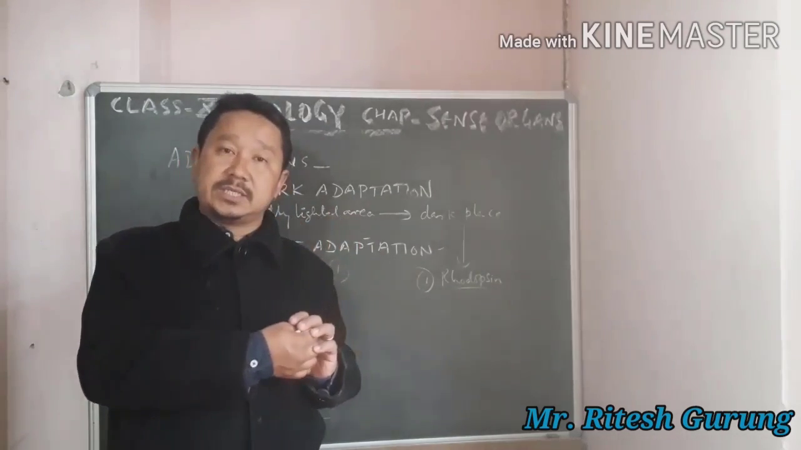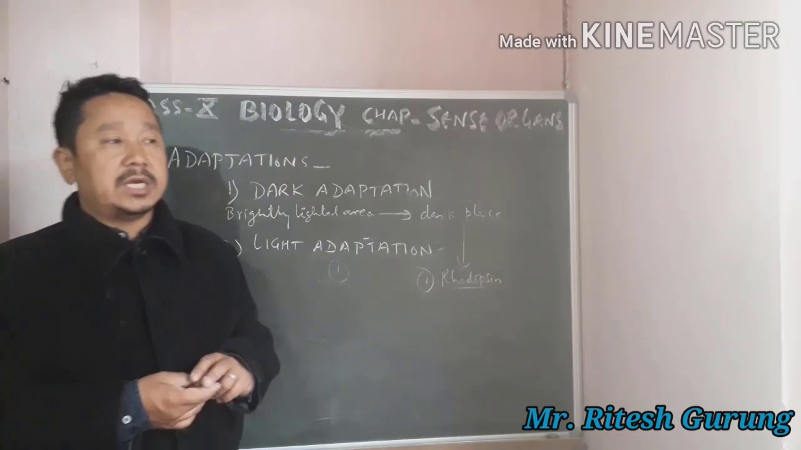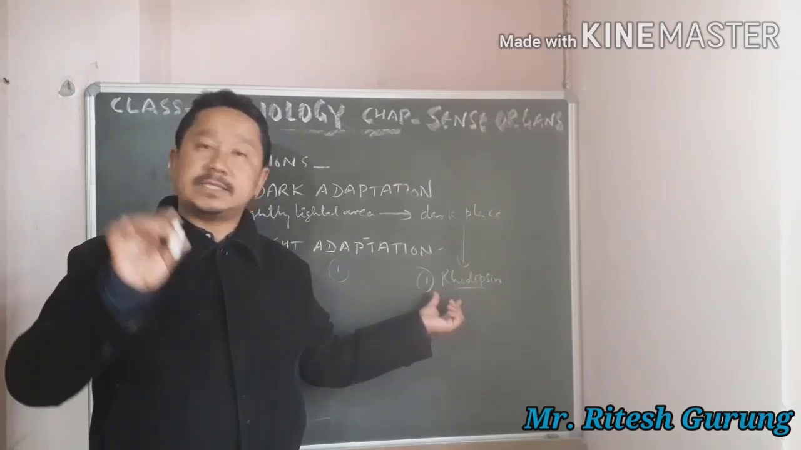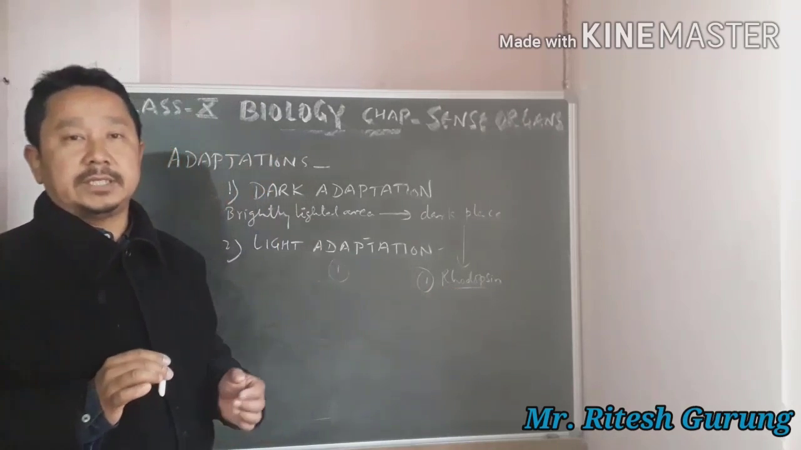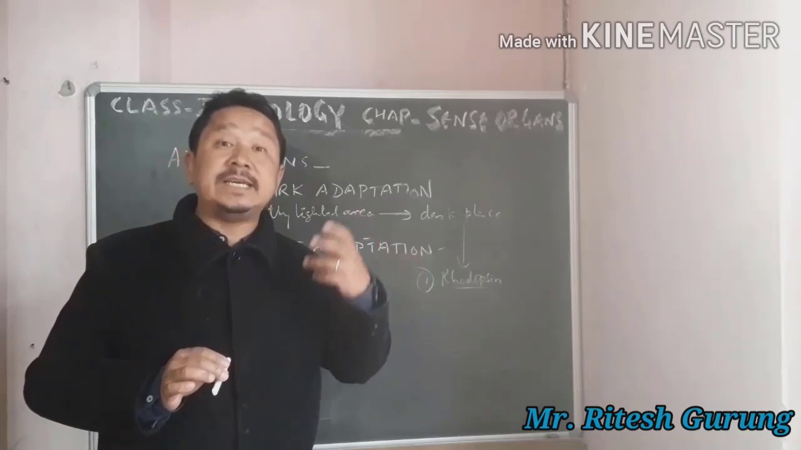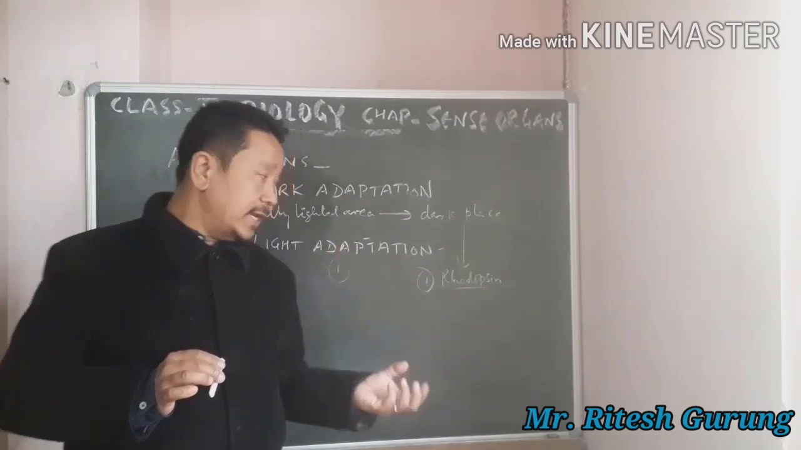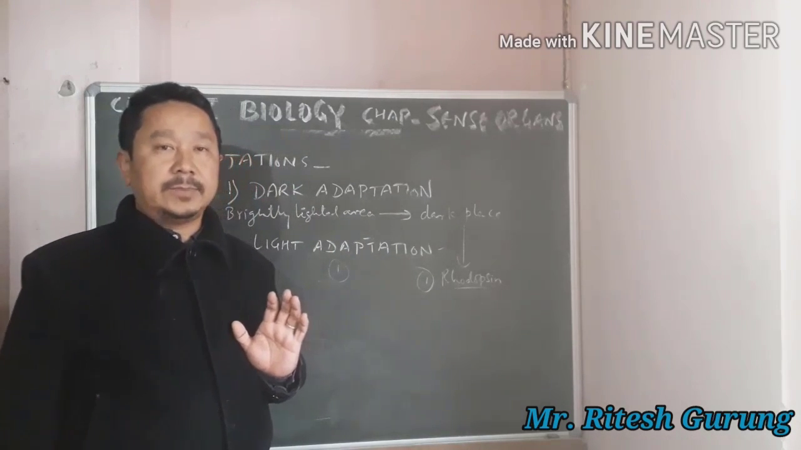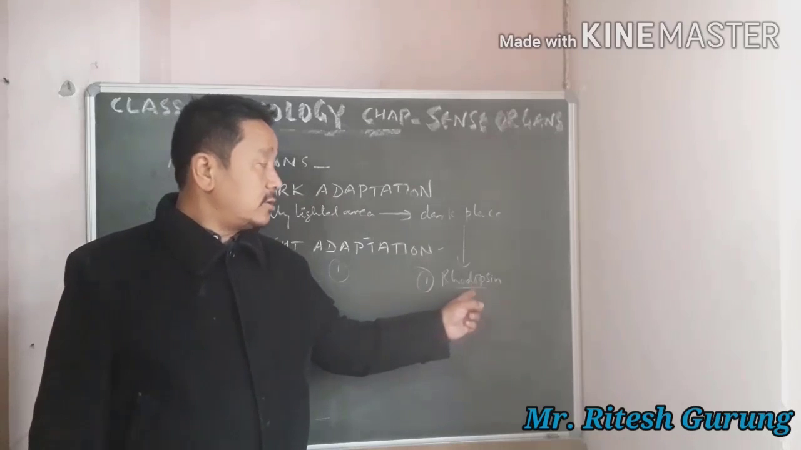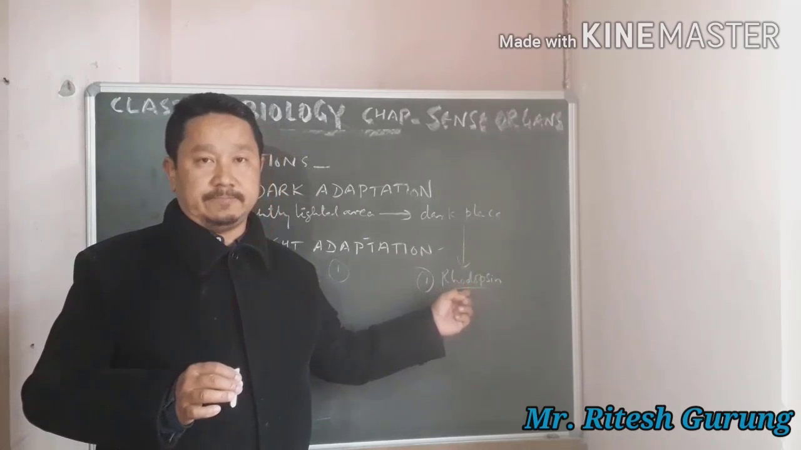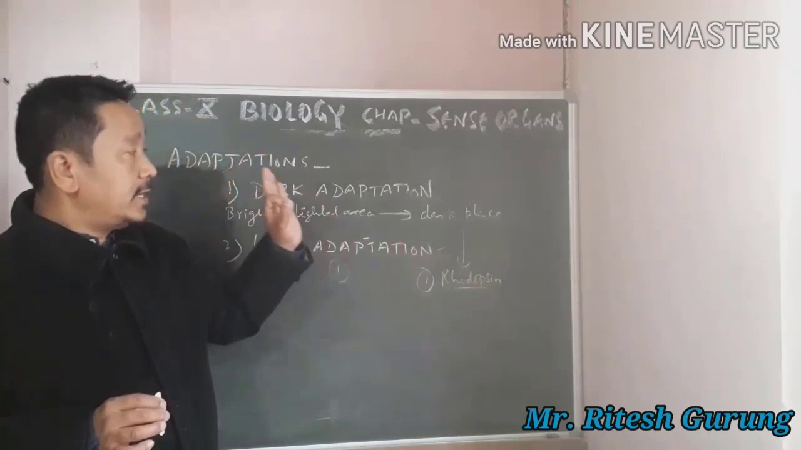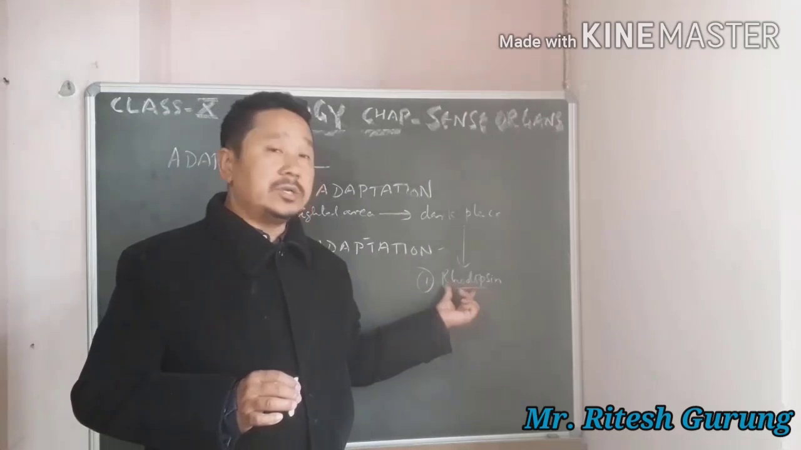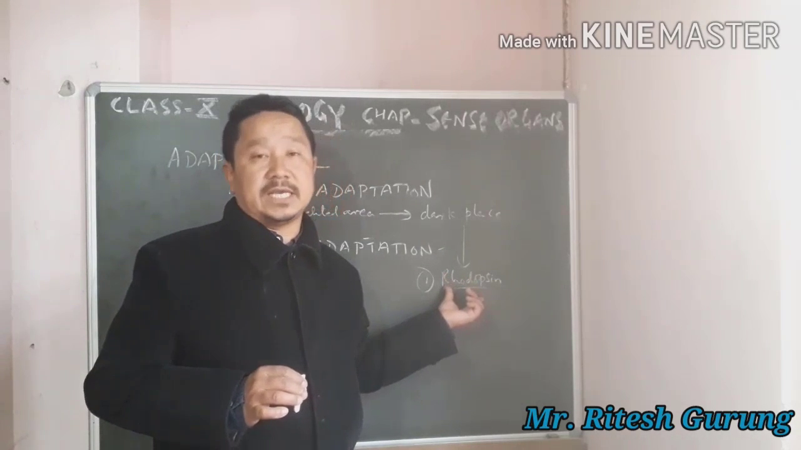As we discussed in the last session, there are 2 types of sensory cells that you find in the retina: rod cells and cone cells. Rod cells are sensitive to dim light, whereas cone cells are sensitive to bright light. These rod cells contain the pigment called rhodopsin. In this adaptation, regeneration of rhodopsin takes place.